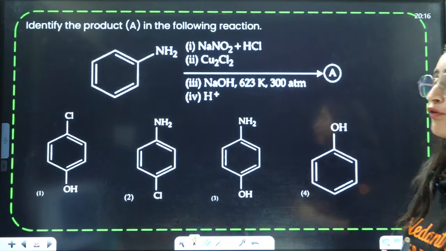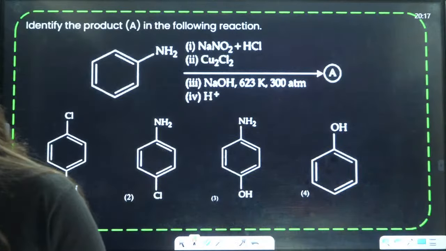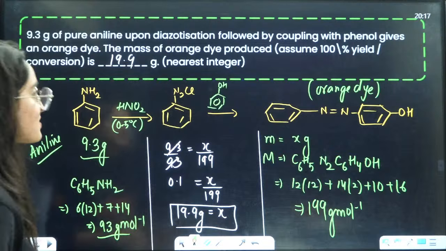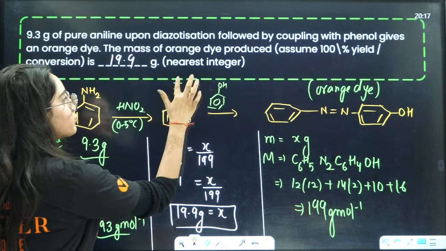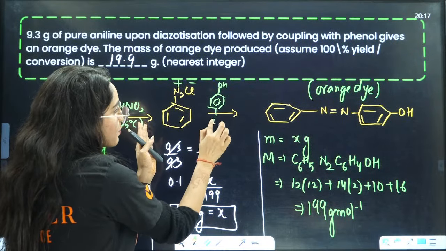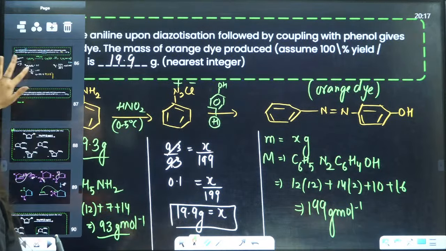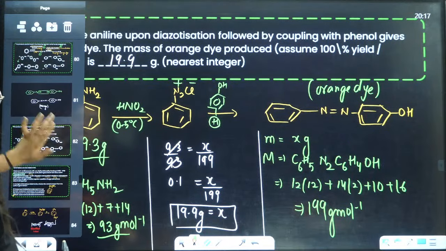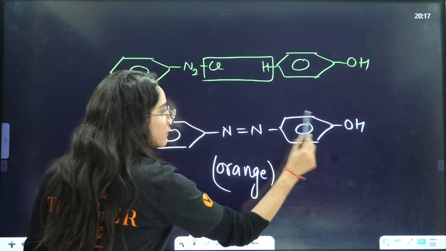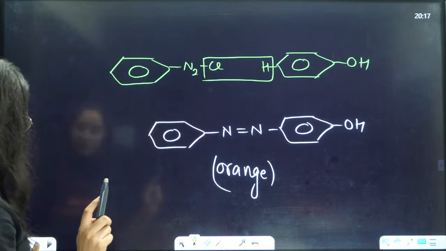Identify the product A in the following reaction. Right? You have to identify it, because NH2 is missing in the product on the left. This NH2 is converted to N2+ Cl-. Here this is linked to the para position, like this. I have already shown you the reaction here. This is your N2Cl. HCl will be eliminated, and that is how this will be formed. So there is no NH2 missing there.